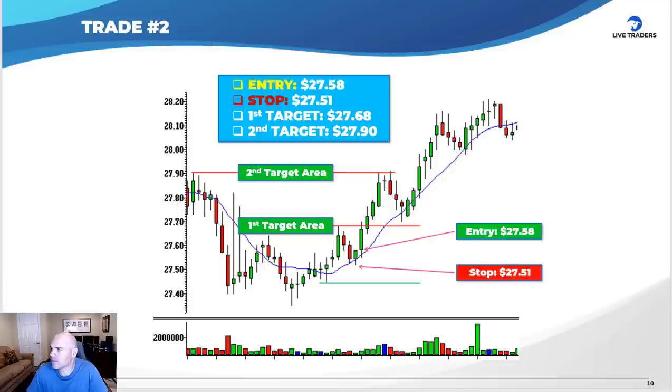Now, the next one, okay, maybe we have a slightly different opinion, okay, and you take a look at this, and you're like, okay, what is different? Well, now we have a slightly, and I do mean slightly, higher high, right? You see this kind of first target area, slightly higher high. You could argue, right, that we have a pivot low that was broken, right?